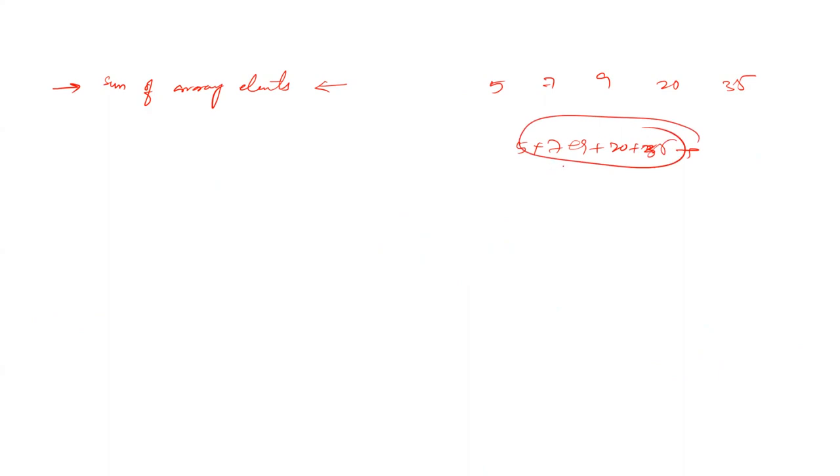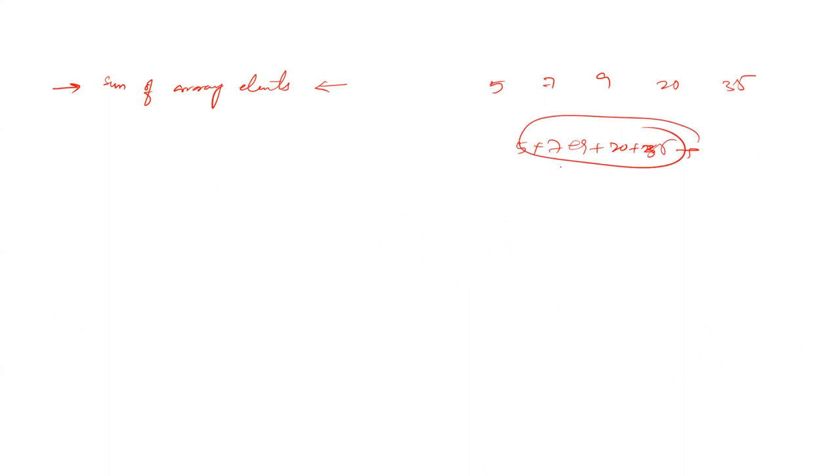Okay. So next, we are going to execute two programs. The first one we have already done. The second one is the sum of array elements. How to find the sum of array elements? For example, I've entered the array values 5, 7, 9, 20, 35. Let's say these are the 5 elements in the array. I want to add these array elements. What is the total sum? 5 plus 7 plus 9 plus 20 plus 35. How do I get it?